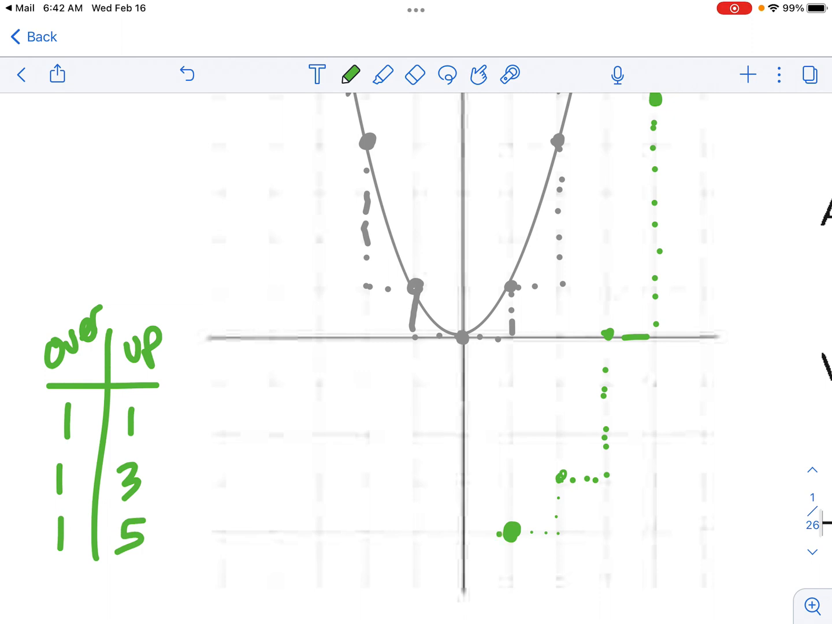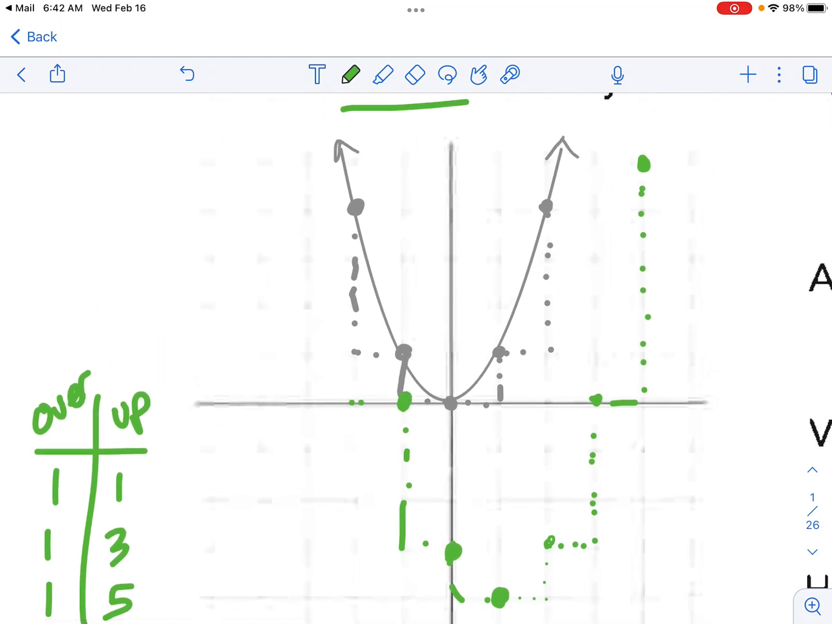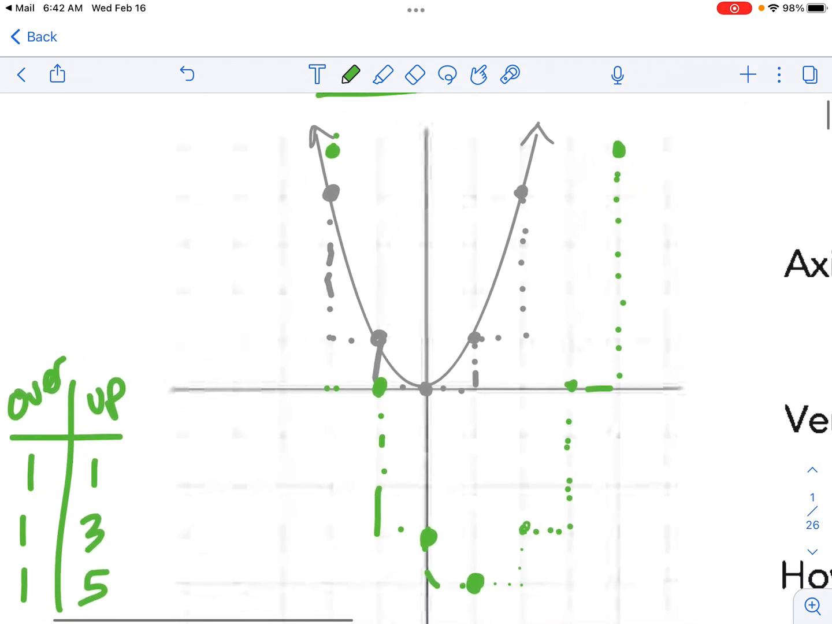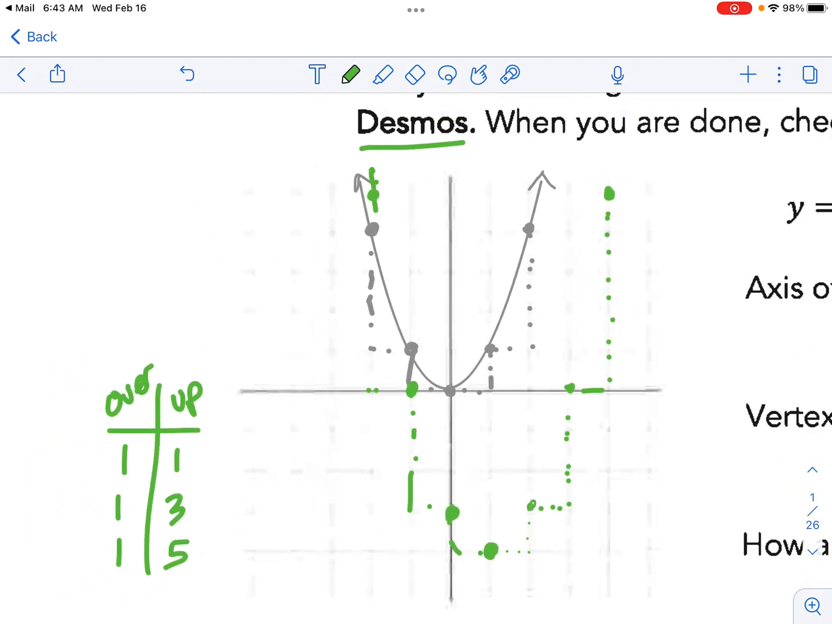So from the vertex, we'll go over 1, up 1, over 1, up 3, and you notice those points are lining up left to right. Over 1, up 5 would be right there. So there's our transformed quadratic. Looks something like that.